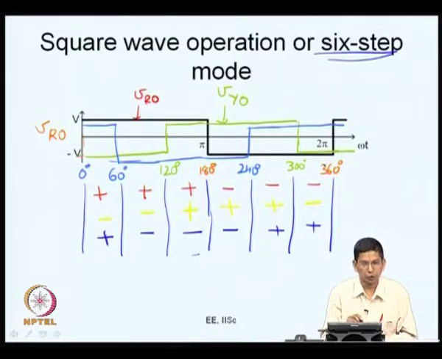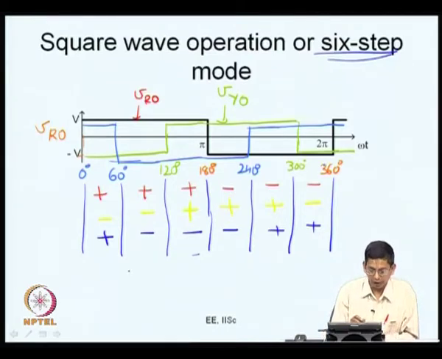So, what do you find? If you look at VRY, it will be 120 degrees. In the positive half cycle, you will find a positive pulse for 120 degrees, and similarly you will find a negative pulse. Let me just try sketching that here itself.